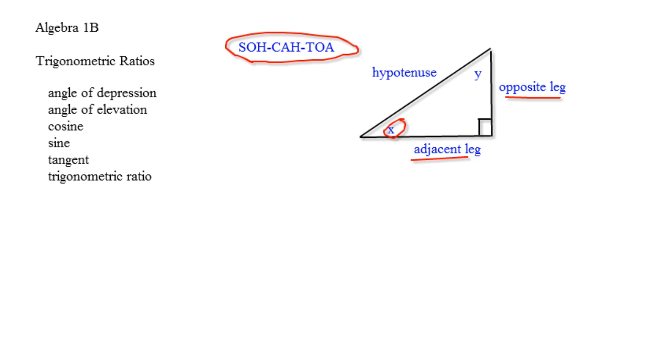Okay, so the first one we're going to focus on is going to be the SOH. And if you notice, it's got O and H right next to it. Well, guess what? I got an O and an H right here and an S. Now, what does that S stand for? That is the sine. Okay, so sine of x is equal to opposite divided by hypotenuse. Voila. That's it.